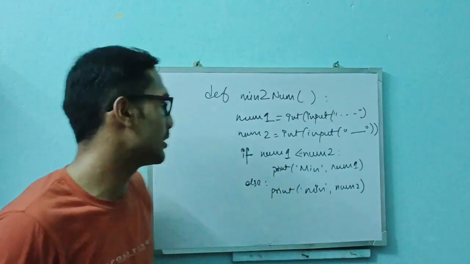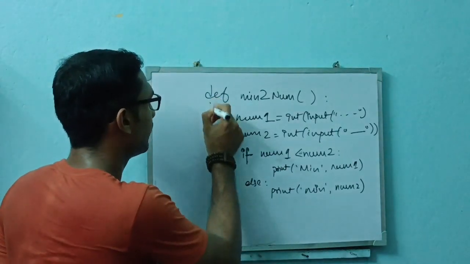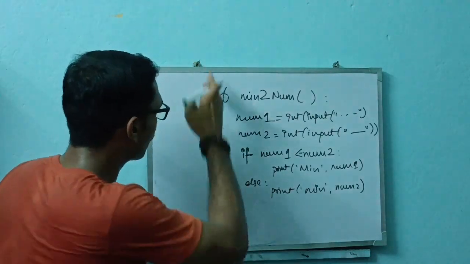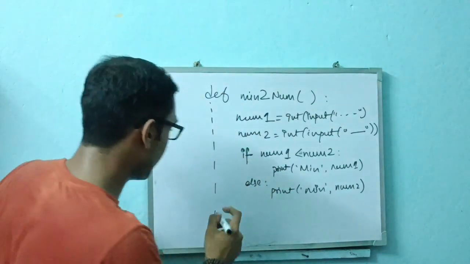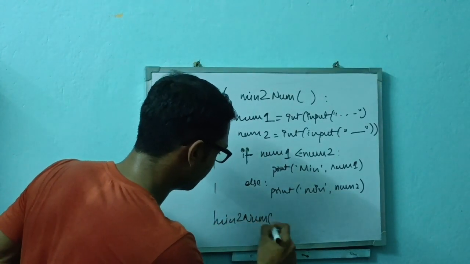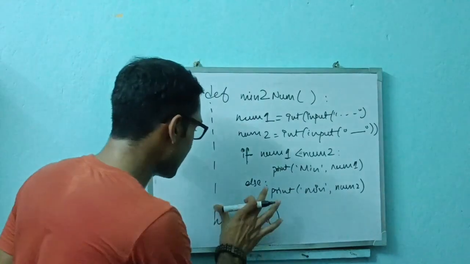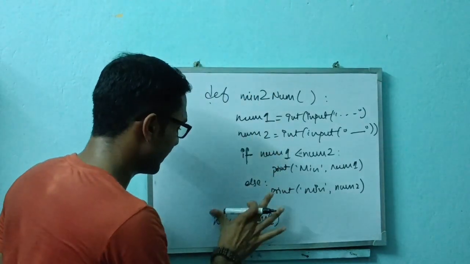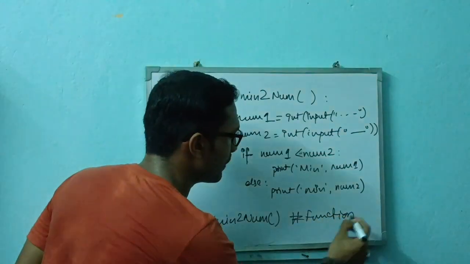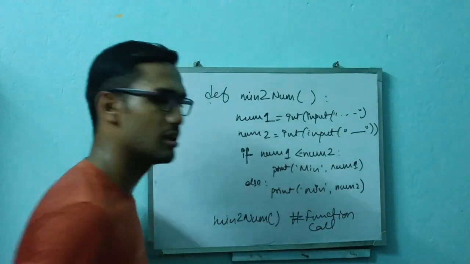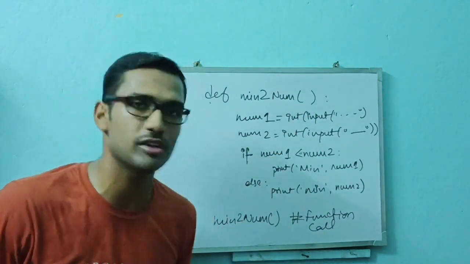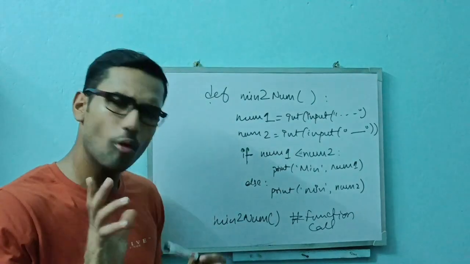Now I need to call the function. And how will I call this function? This particular line shows the indentation. So within the indentation of the div, I need to write the name of the function, min of two numbers. This particular thing is a function call, from the main. Once I call this function, this particular code will execute and it will simply give me the minimum between two numbers. I hope you got my point.